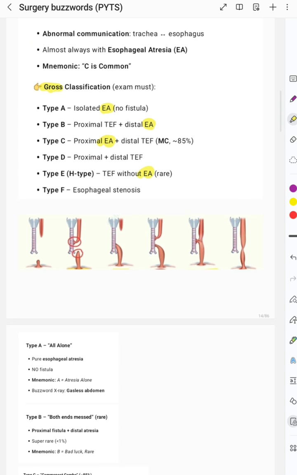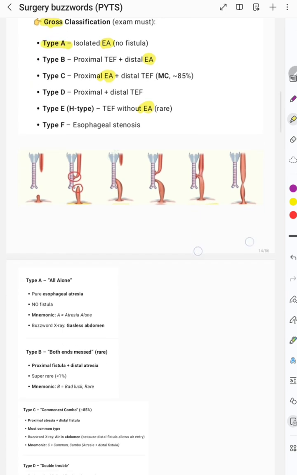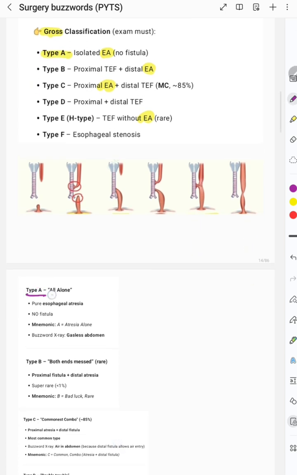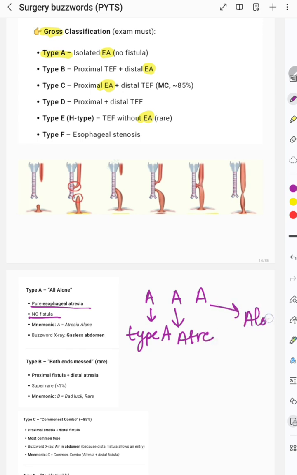First of all, type A, we'll also learn how we can remember this. This is always confusing, like which one is proximal fistula, which one is atresia. So we'll make it easy. For type A, we have to remember it like this: type A is all alone. A for all alone. Only one thing, that is, it is only esophageal atresia. It is pure esophageal atresia. There is no fistula. So how can we remember? A is atresia, and this is alone. So type A is atresia alone.